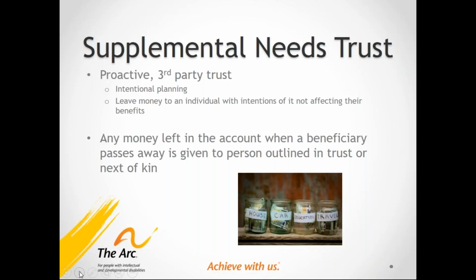You set this up with an attorney, and it's again a proactive planning tool. It's intentional planning for the future. And so it gives you a way to create that safeguard for that money and let everybody know that that supplemental needs trust exists. So grandparents, aunts and uncles, anybody except for the beneficiary can put money into that trust.